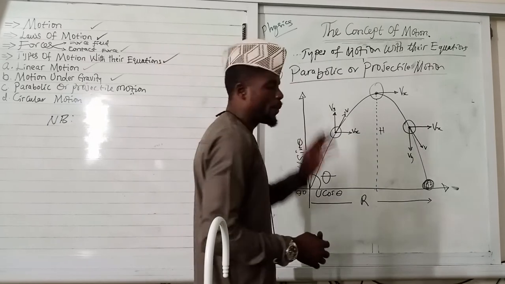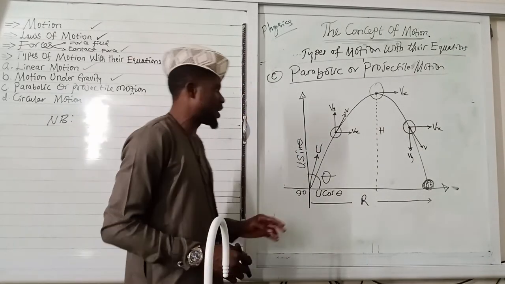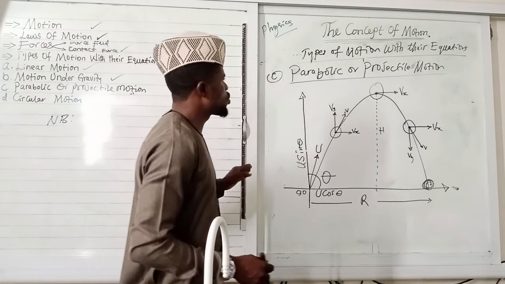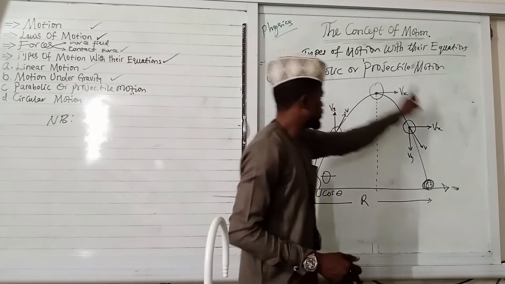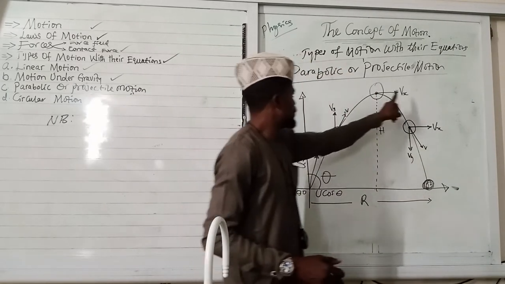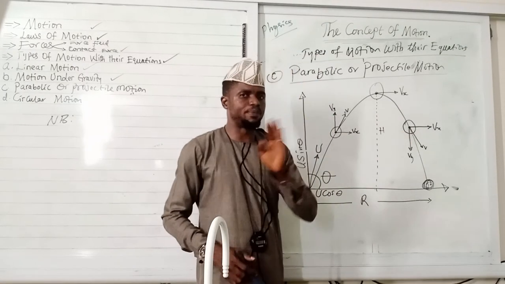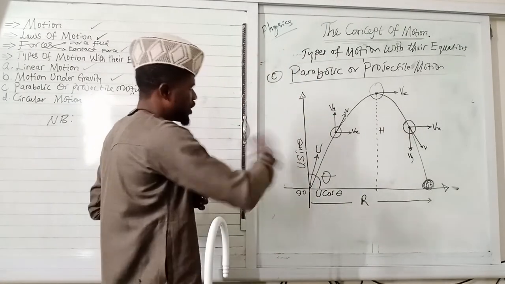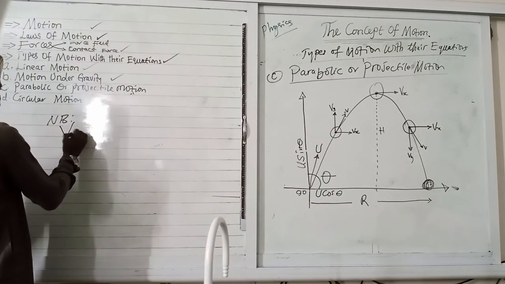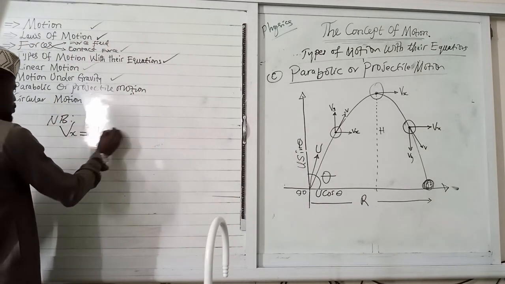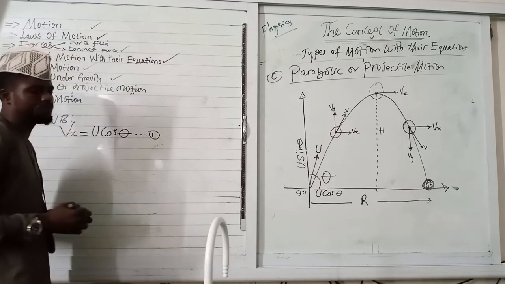The horizontal component, take note of the following. The horizontal component of a projectile remains constant throughout the flight, from this point down to this point. Vx is called the horizontal component of the projectile. It remains constant throughout the flight. So we write our Vx is given as u cos theta. We can call this equation number one.